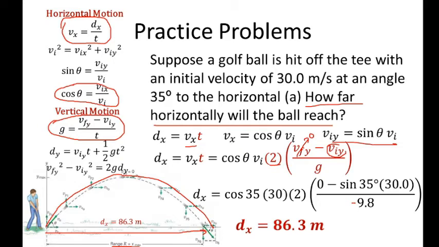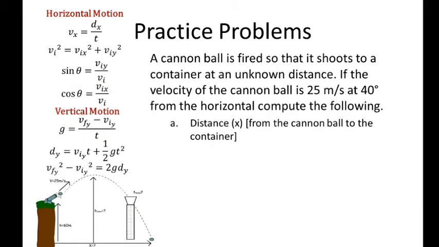Okay, so another practice problem. A cannonball is fired so that it shoots into a container at an unknown distance. So the unknown distance is this one right here. We do not know how long this distance is. You can also put it as: where are you going to put this container so that the cannonball shoots into the container? So we are asked for the distance of the container from the cannonball. So we are again computing for dx because that is the horizontal distance.